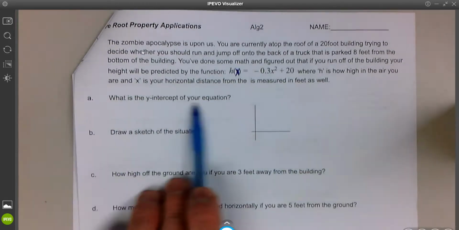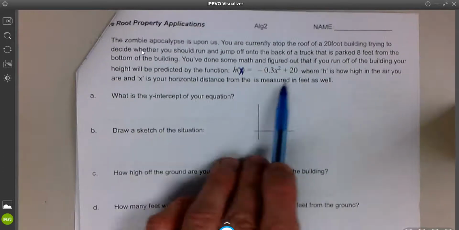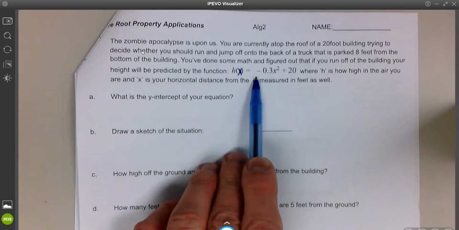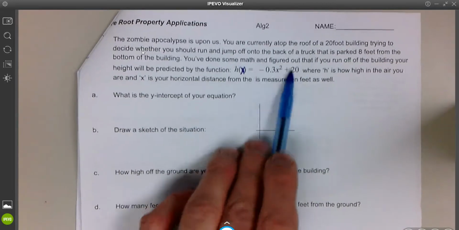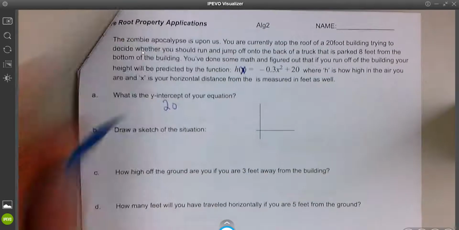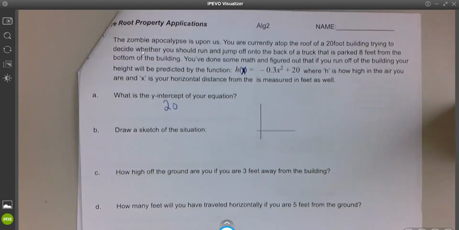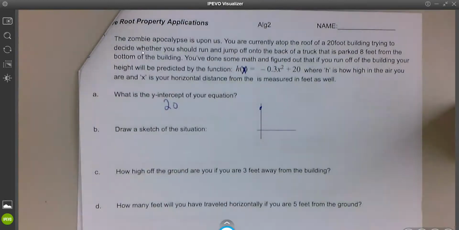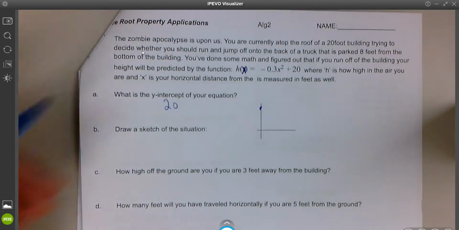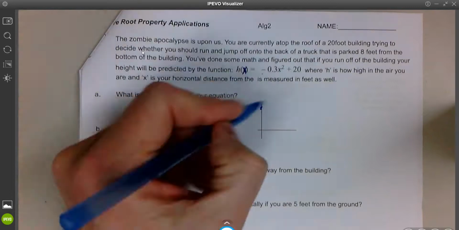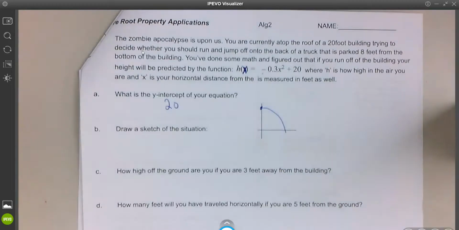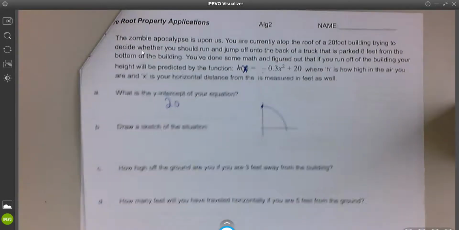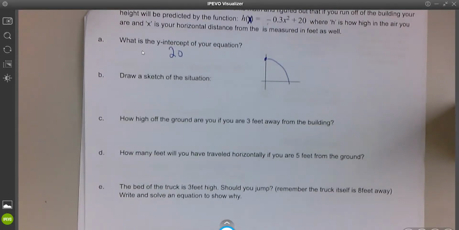So let's answer these questions. The first one is, what is the y-intercept of your equation? If I ever want a y-intercept, I plug in 0. If I plugged in 0, I'd be left with 20. Awesome. Now let's draw a sketch of our situation. If we know the y-intercept is 20, I'm up here getting ready to jump off the roof. It's a sad face, so I'm just going to do half of a sad face, and it looks something like that.